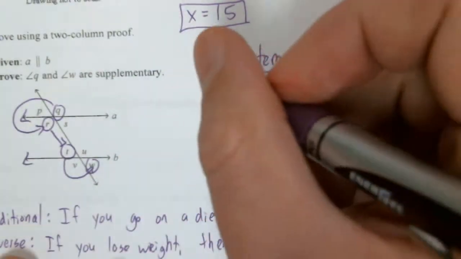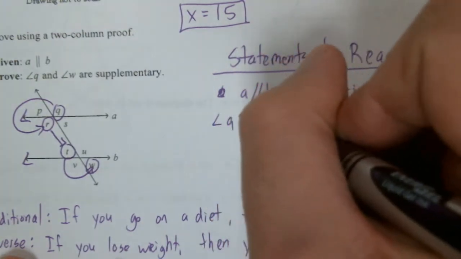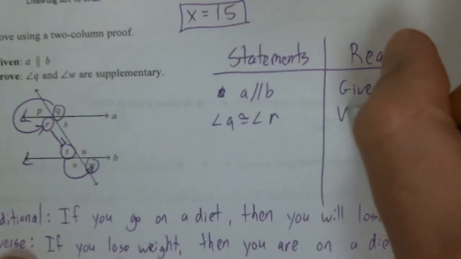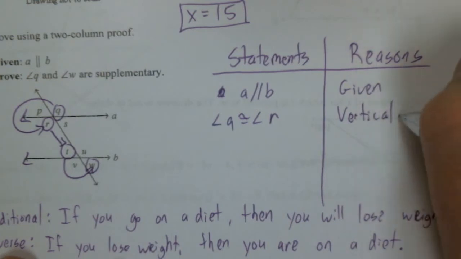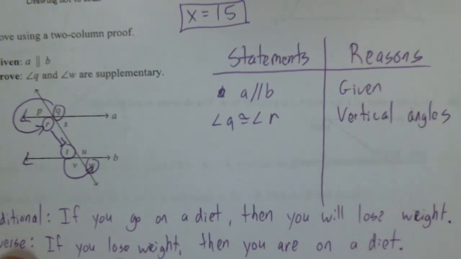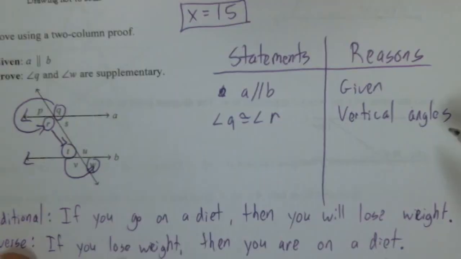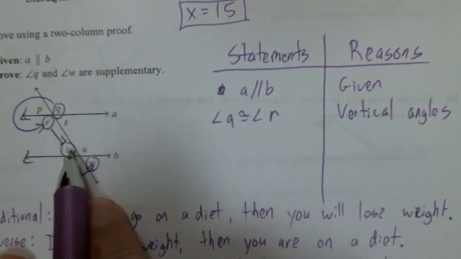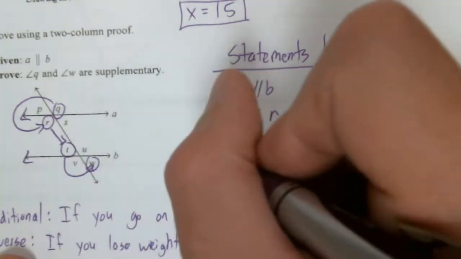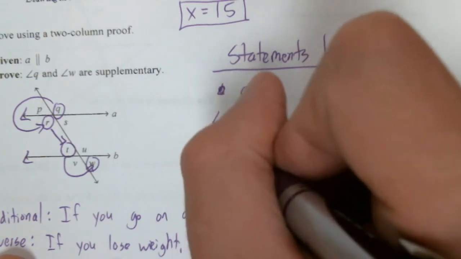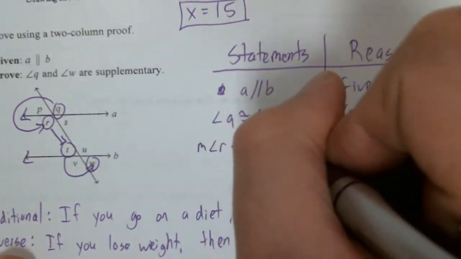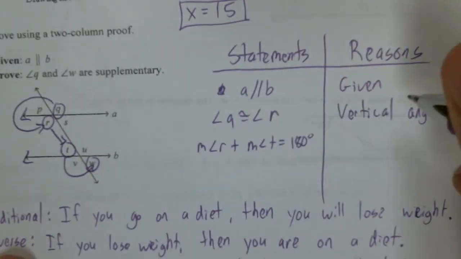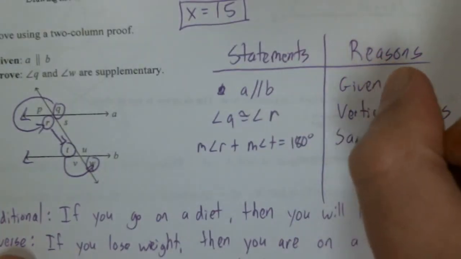And then I'm going to start for this path. What do I know about Q and R? I'm going to say that angle Q is congruent to angle R. And why is that true? Well, they're vertical angles. We just talked about that in the previous problem. Vertical angles, they're across from each other. They form an X, or they form a V, however you want to think about it. Vertical angles. And now we're going to hop from R to T. R and T are same side interior angles. If the lines are parallel, same side interior angles have to add up to 180. They're supplementary. So I'm going to say the measure of angle R plus the measure of angle T is equal to 180 degrees. Why is that? Same side interior angles.